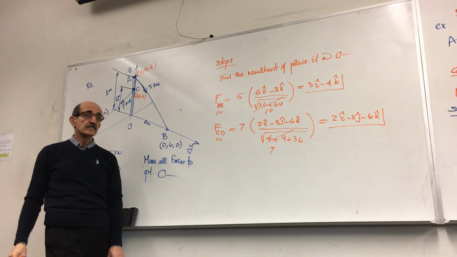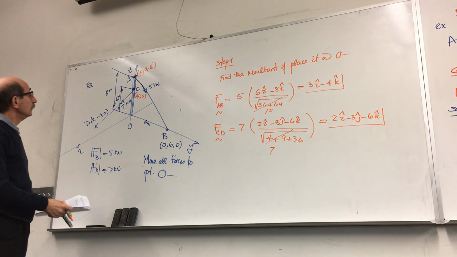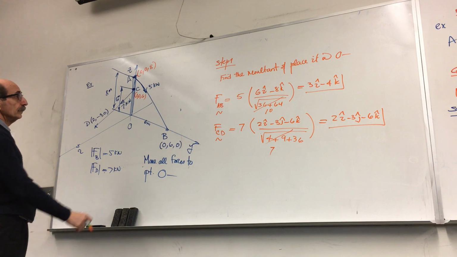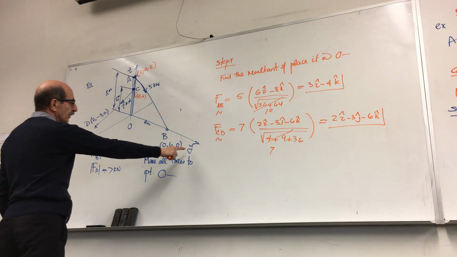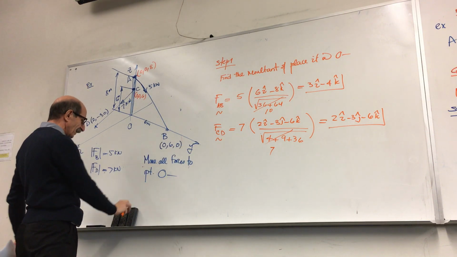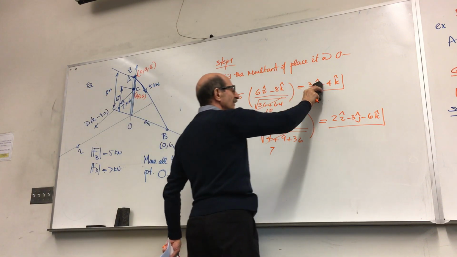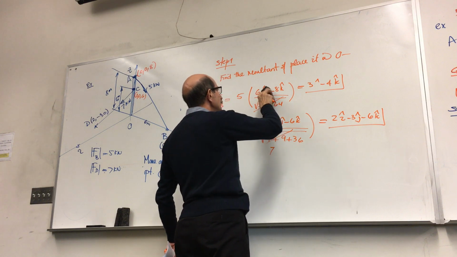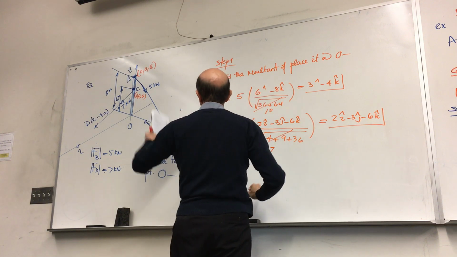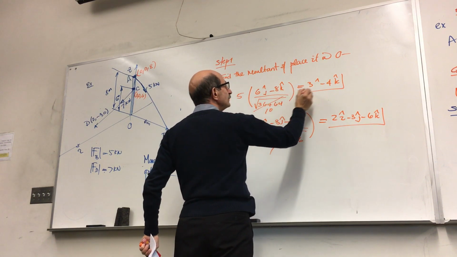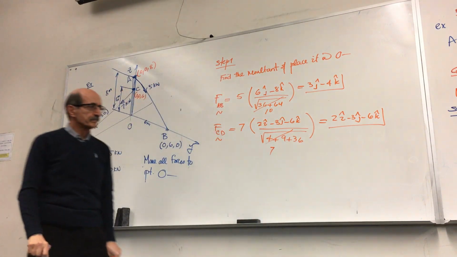Yes? For the FAB, is it 3J? AB is 3J. Yes. I was even confused myself. This is Y, it's not I. So this is 6J. Thanks for noticing it.